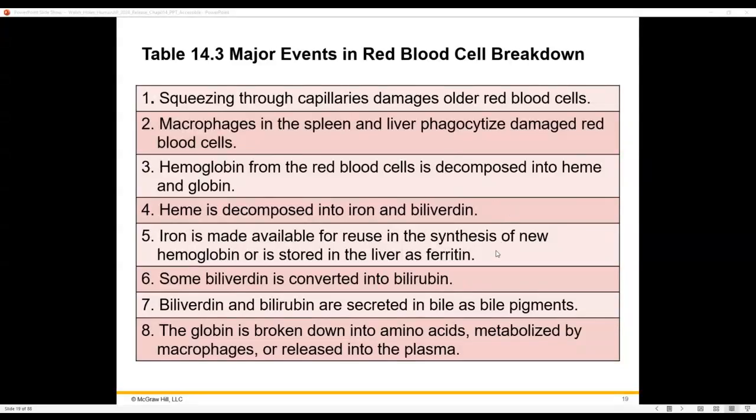Heme is decomposed into iron and biliverdin. Iron is made available for reuse in the synthesis of new hemoglobin or stored in the liver as ferritin. Some biliverdin will be converted into bilirubin. Biliverdin and bilirubin are secreted in bile as bile pigments, and then the globin is broken down into amino acids and metabolized by macrophages or released into the plasma.